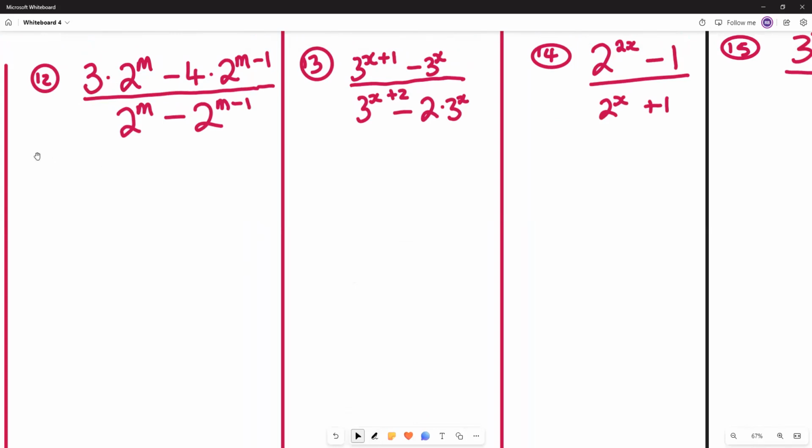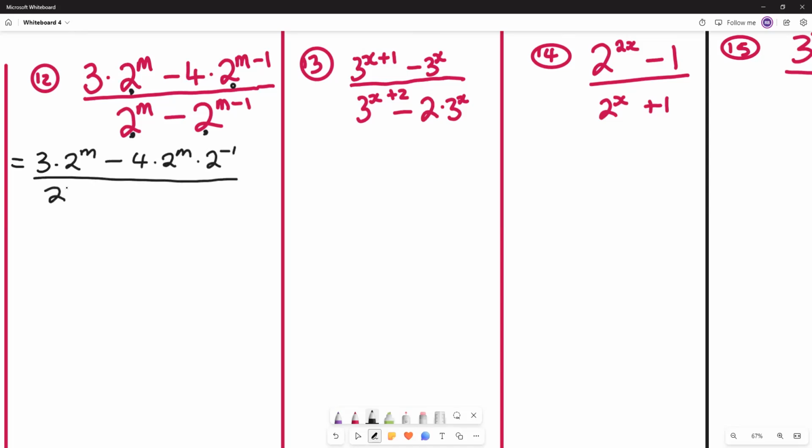So now we're going to do 12. On 12, this is your base, that's your base, that's your base, that's your base. You can see I skip 4 because it does not have a letter. You're only interested in the bases that have letters. So you're going to split them. So 3 times 2 to the m, it's already split, minus 4 times 2 to the m times 2 to the negative 1, all over 2 to the m minus 2 to the m times 2 to the negative 1.